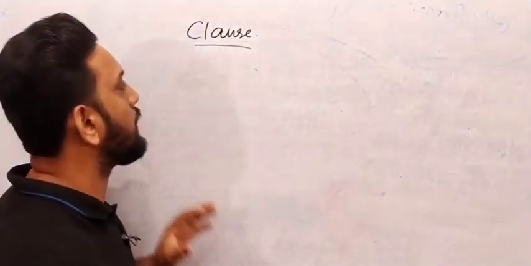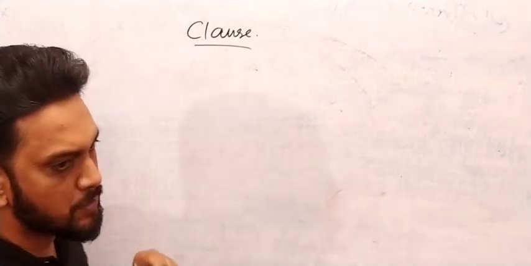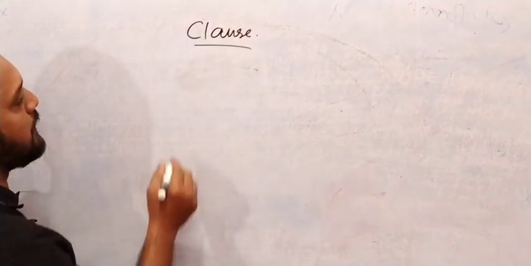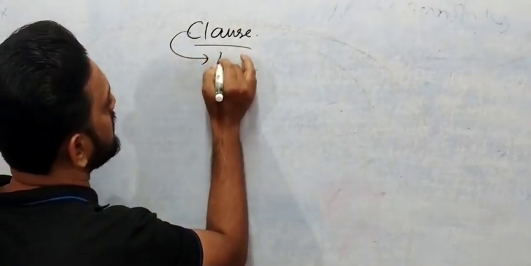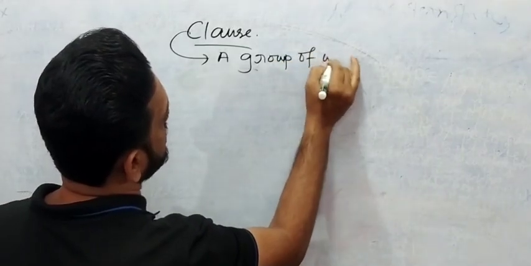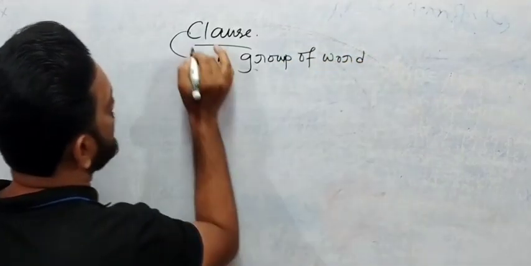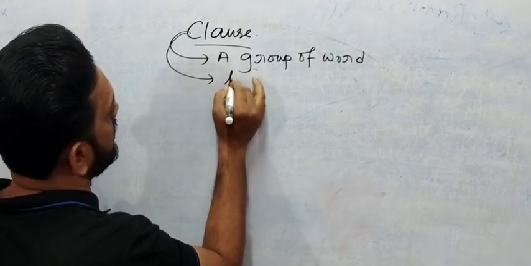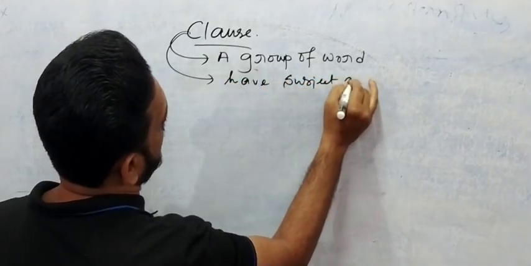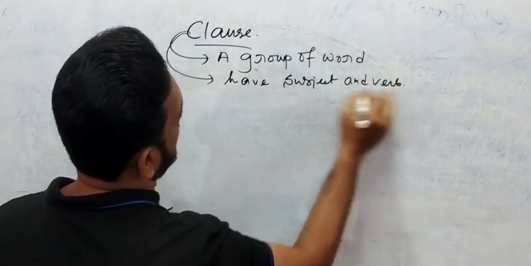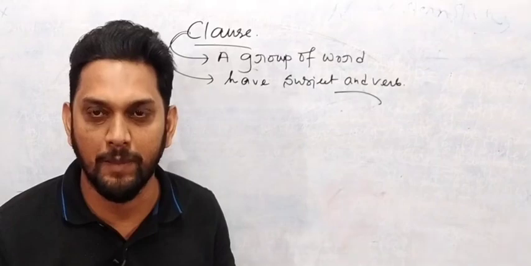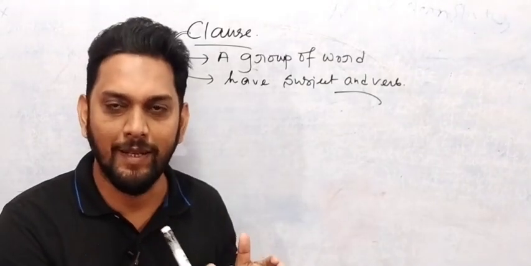Now the topic we are going to study is clause. Most of the students get confused in this part. What is a clause? A clause is a group of words which have a subject and verb. Got my point? So a clause is a group of words which have subject and verb. In a clause there is a subject and verb.